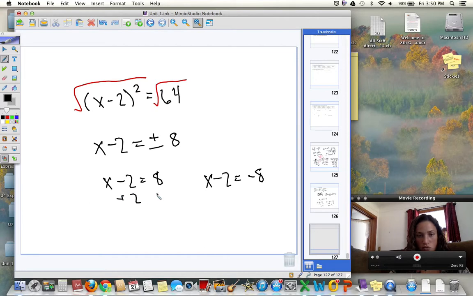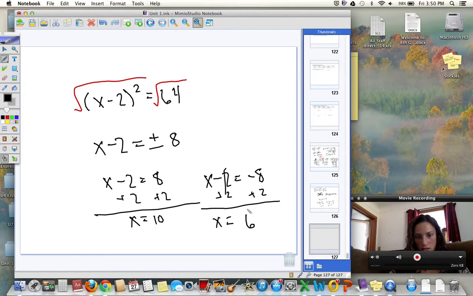I can add 2. And I can add 2. So over here, I would have x equal to 10. Over here, you can sing your little song. They're different signs, so I'm going to subtract, keep the sign of my bigger number. So I have two possible answers with this problem.